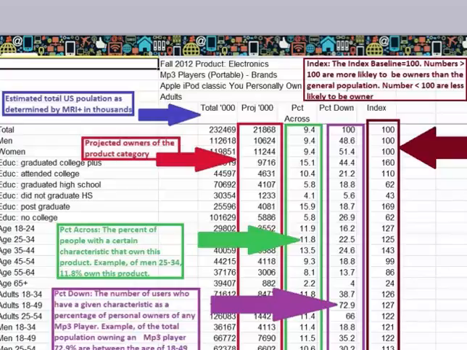The second one is the projected owners of the product category. So from among the U.S. population, how many people within that population use the product or category, given whatever higher category you have selected? Let's say that it's Diet Coke. What portion of the total U.S. population is also a Diet Coke consumer? Product across and product down are also very important factors.